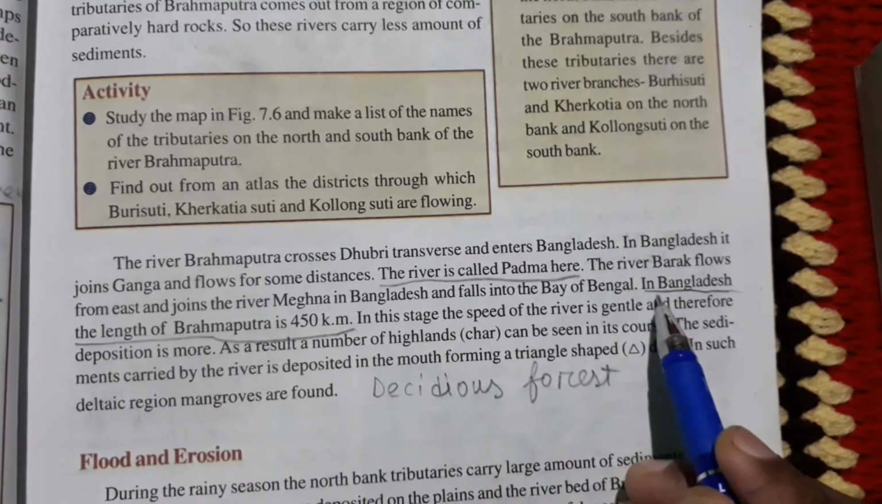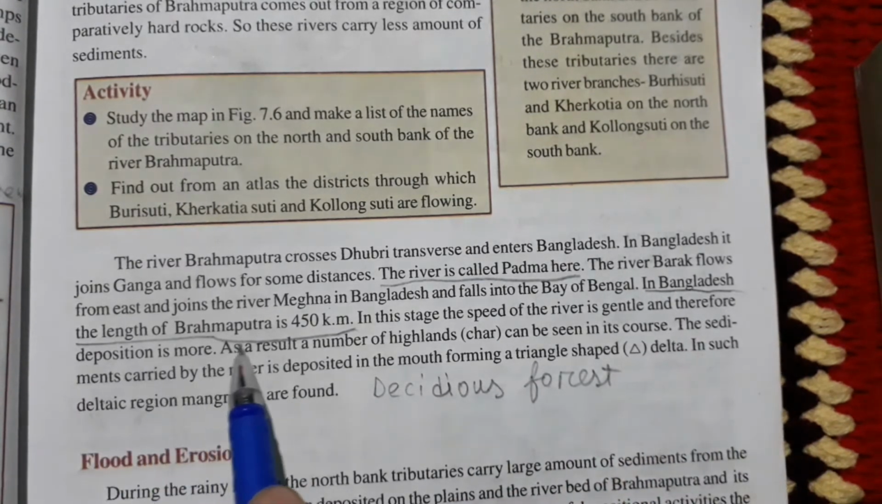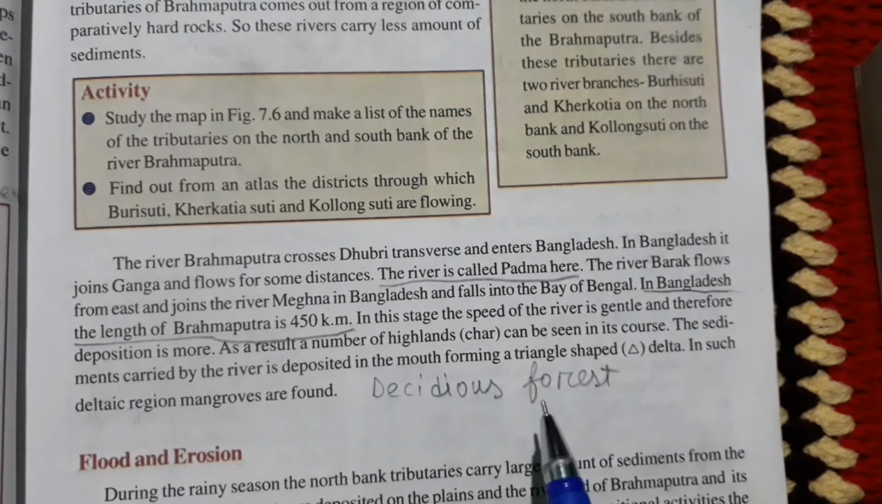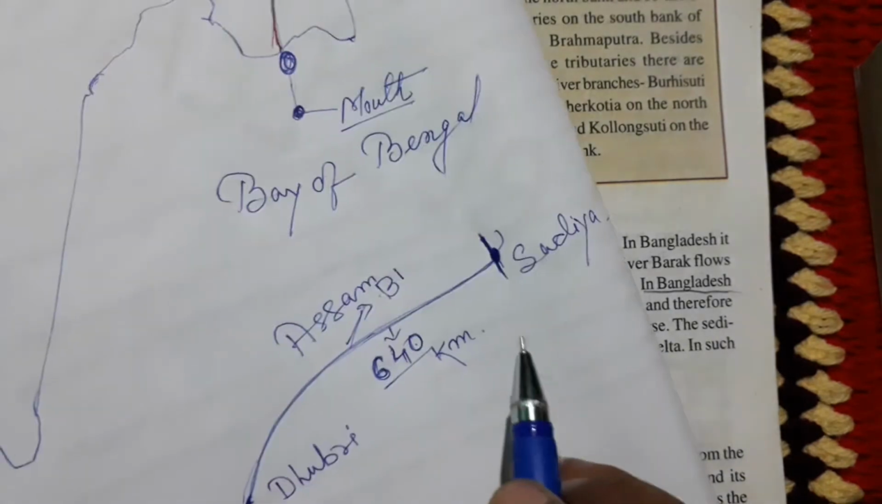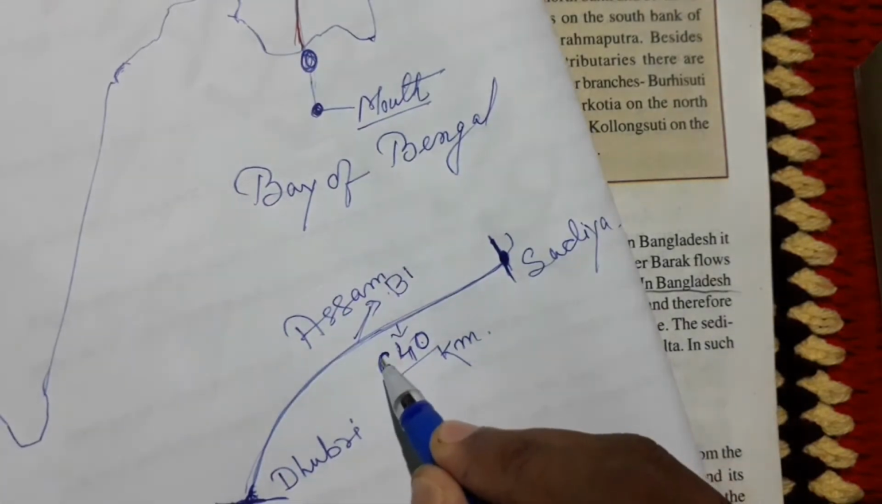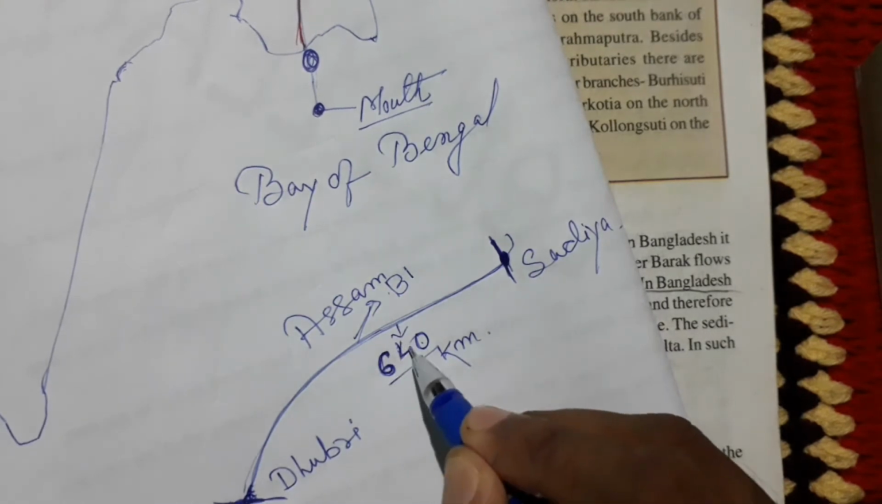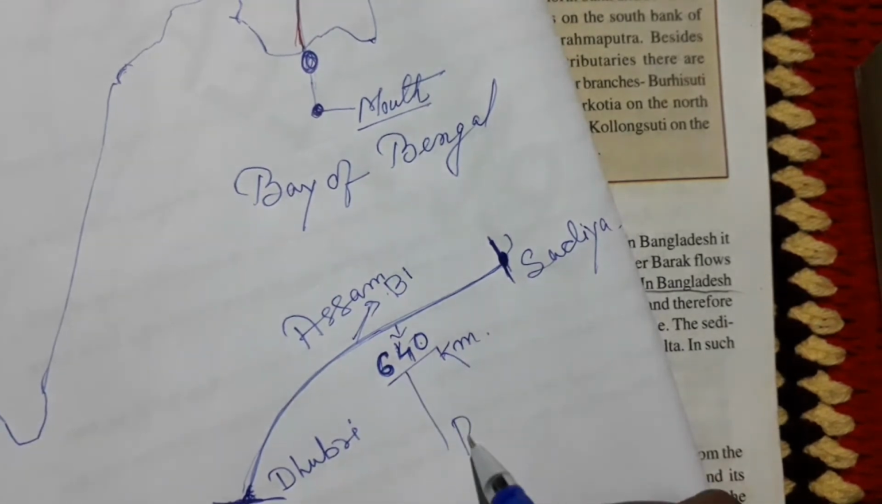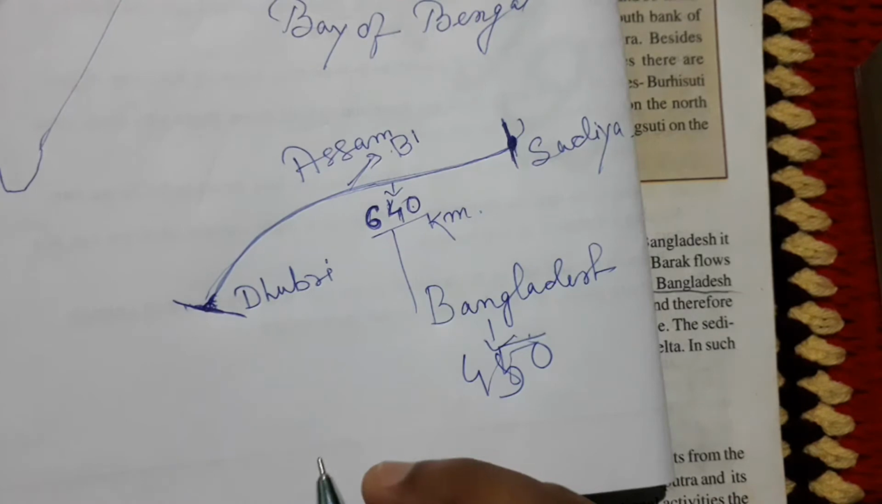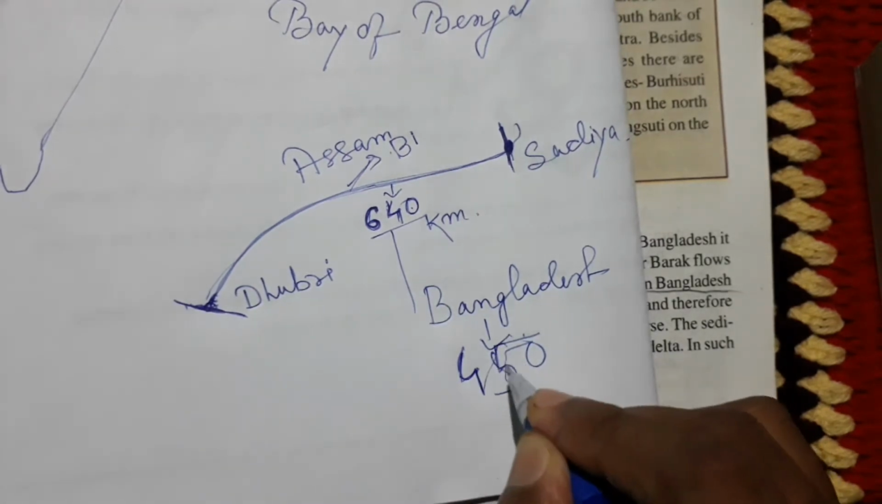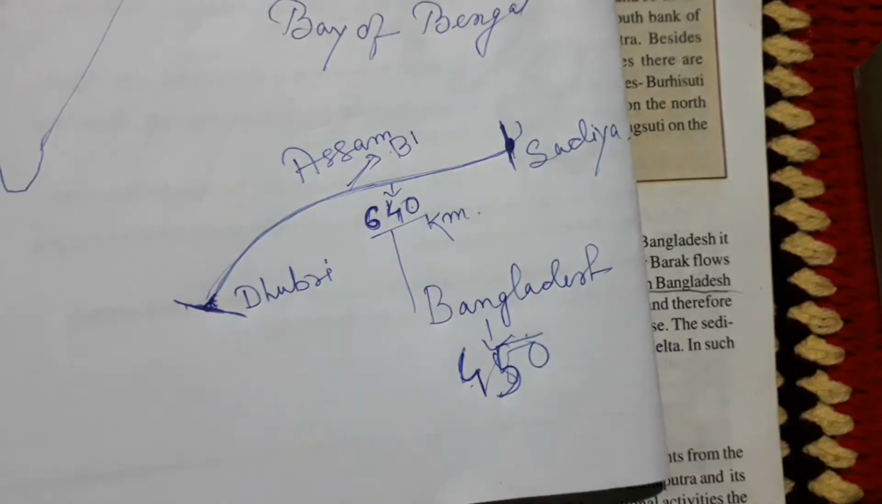Okay, now see, in Bangladesh, the length of the Brahmaputra is 450 kilometers. We have already seen that in Assam, the length of the Brahmaputra river is 640 kilometers, and in Bangladesh, the length of the Brahmaputra river is 450 kilometers.